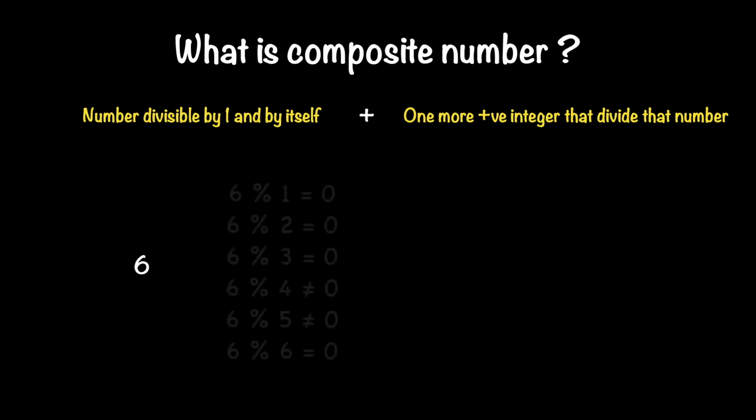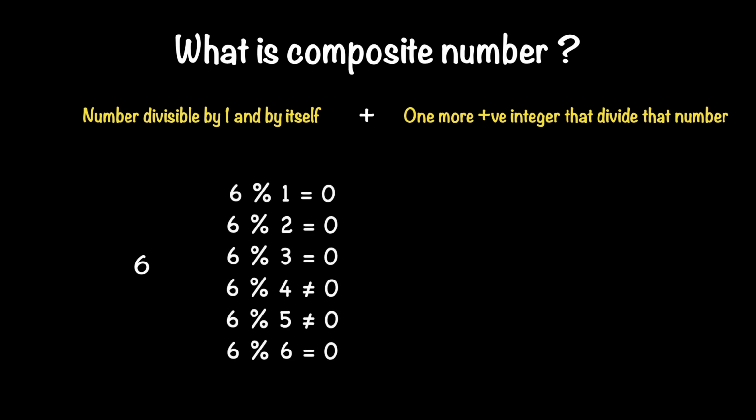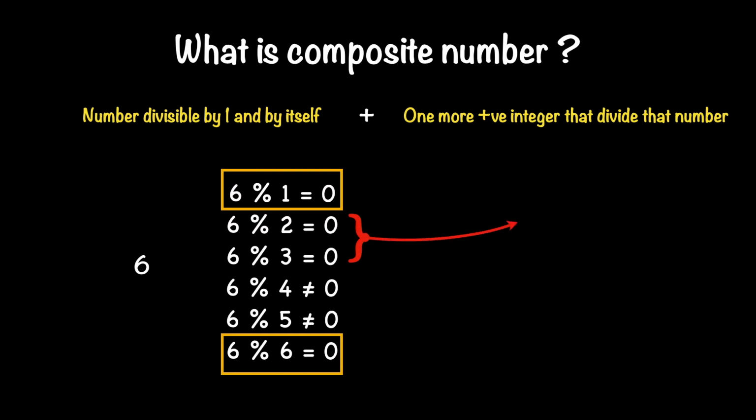Let's see one example to get a clear picture. When we divide the number 6 by 1 and 6, it gives the remainder as 0, but the numbers 2 and 3 also give the remainder as 0. So the composite number condition gets satisfied here. Therefore we can call the number 6 a composite number.